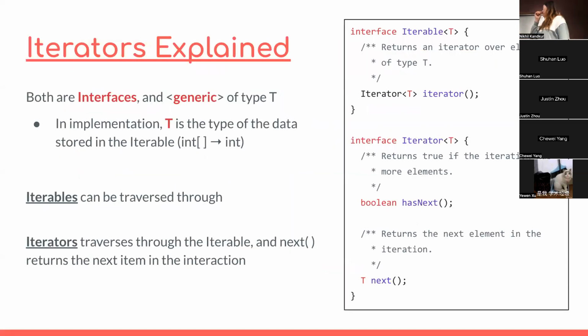So in more detail, both of these classes, the iterable and the iterator classes, are interfaces, meaning you'd be creating your own classes and implementing them. And then for each interface, you have a type. And this type is going to be what the elements in the iterable are going to be, right? So for example, you can have a generic type T, but in our example case, these types were ints. And then to recap, iterables are what you traverse through. And then an iterator is the thing that traverses through the iterable.